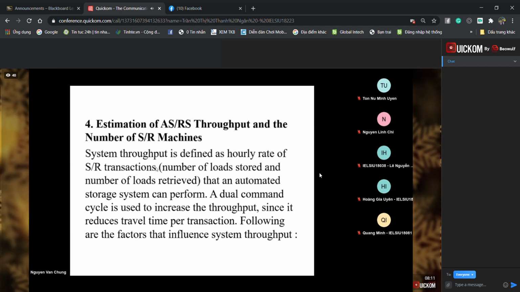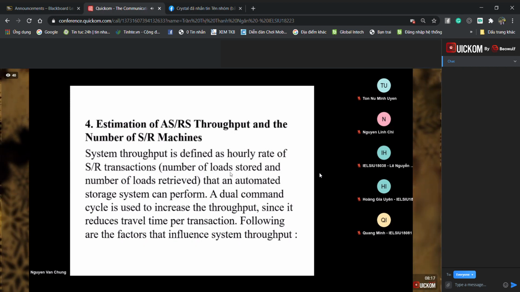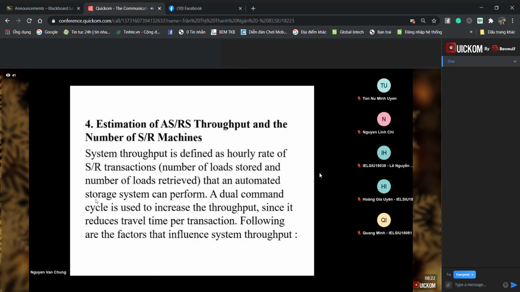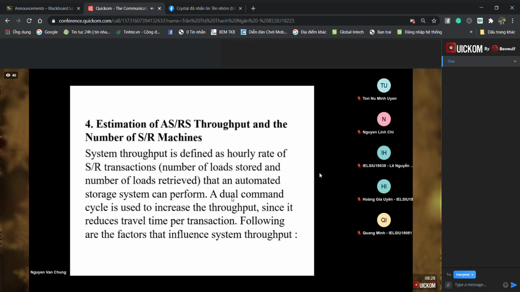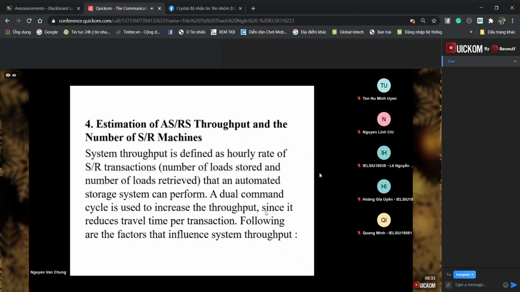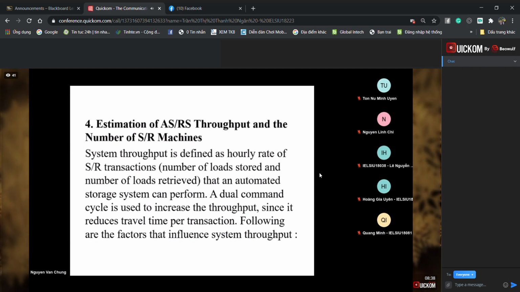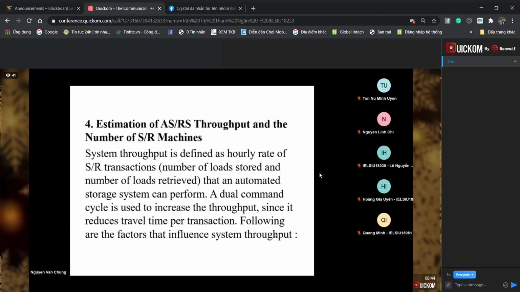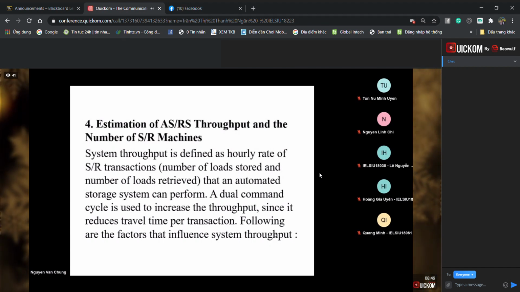AS transaction, SR transaction. So that's the number of loads stored and the number of loads retrieved that an automatic storage system can perform. So we have the dual command cycles used to increase the throughput, since they reduce travel times per transaction. You will understand why this is the dual command and the single command. Later I will explain.